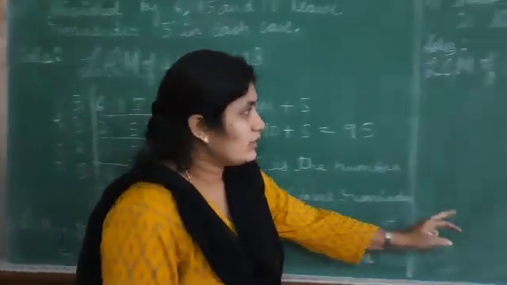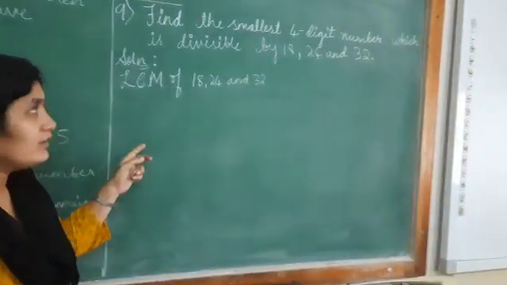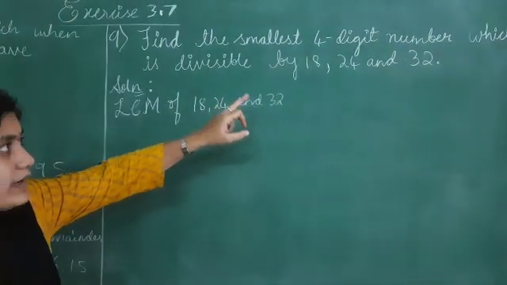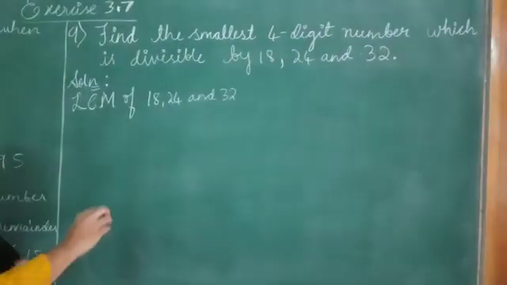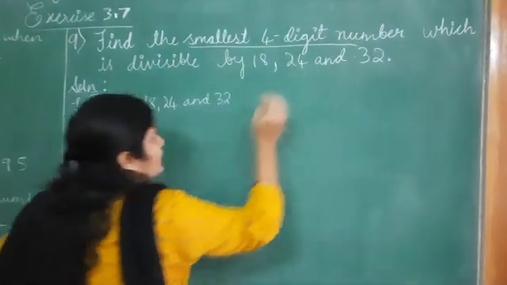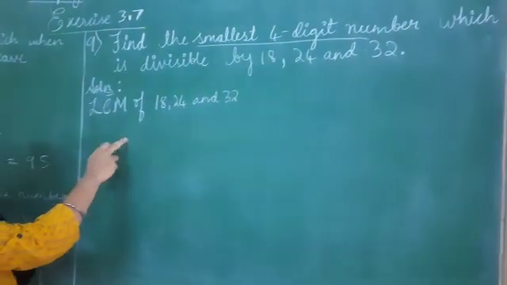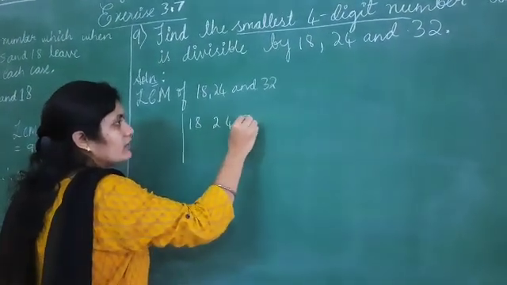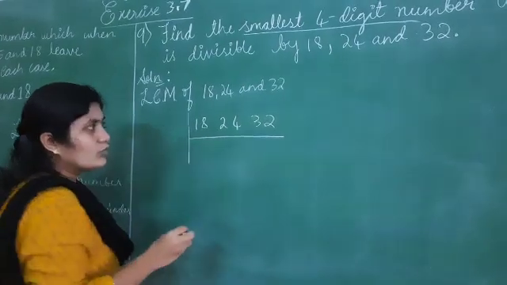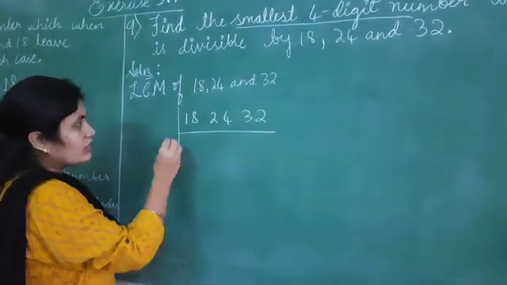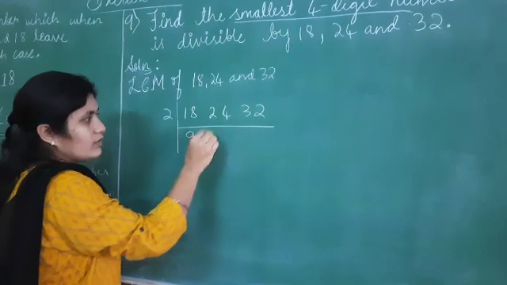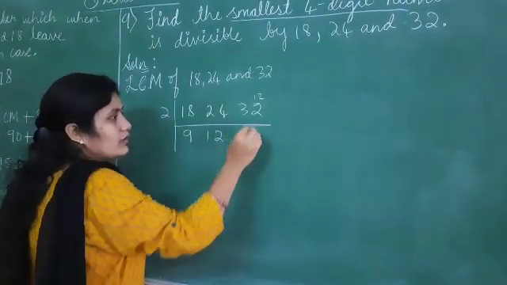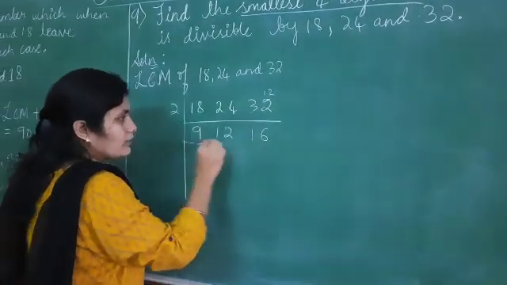Now let us move on to the next problem, that is find the smallest 4-digit number which is divisible by 18, 24 and 32. Here we should find out the smallest 4-digit number. First let me find out the LCM of 18, 24 and 32. As you can see, all the three are even numbers. You can go for 2. 2 9s are 18, 2 12s are 24, 2 16s are 32.